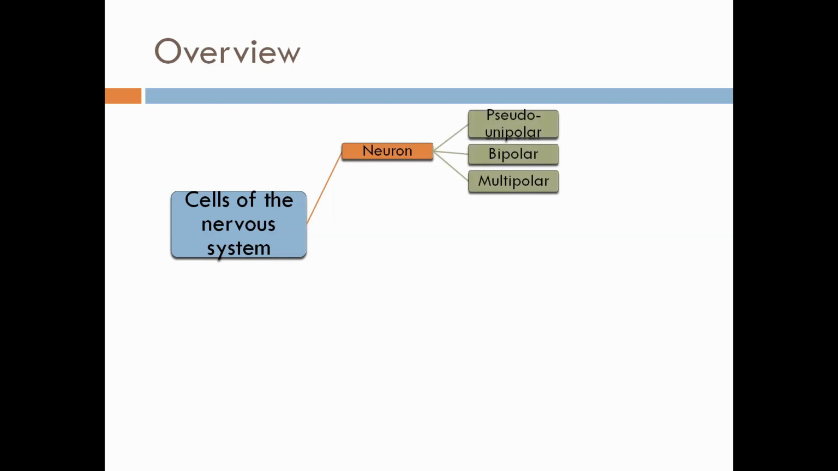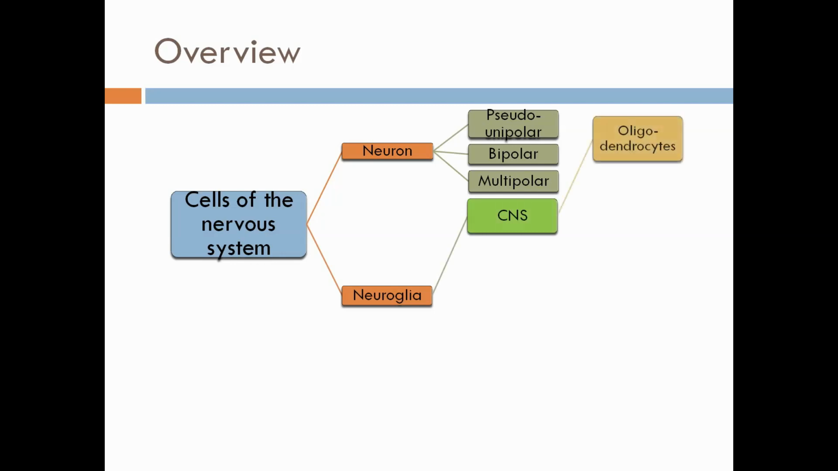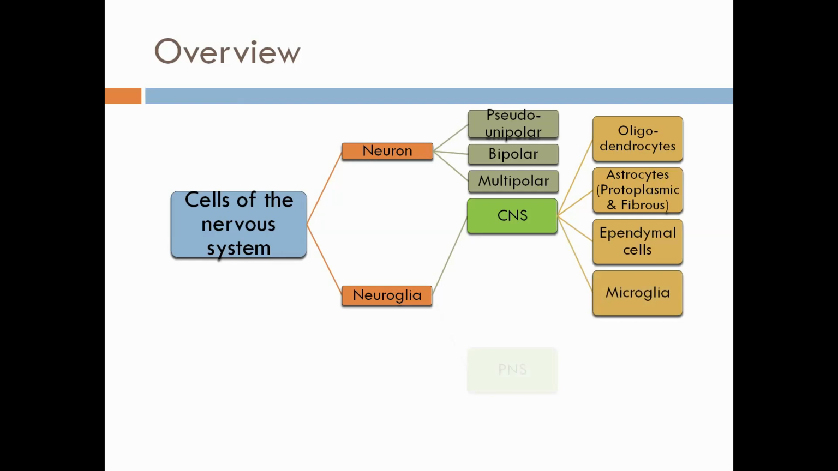The most abundant cells of the nervous system are the neuroglia, and they vary based on whether they belong to the central nervous system or to the peripheral nervous system. The glial cells of the CNS are the oligodendrocytes, which help in myelination, the astrocytes, which offer metabolic support and are responsible for the blood-brain barrier, the ependymal cells, which line the CSF-filled cavities of the brain and the spinal cord, and the microglial cells. The glial cells of the PNS are the satellite cells and the Schwann cells.